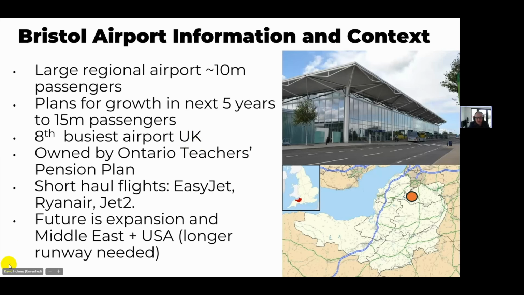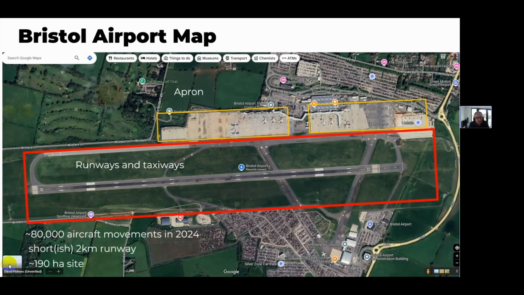However, there is a move to extend the range of the airport in terms of where it serves and operates, as far as I understand, particularly looking towards the Middle East and the USA. That may coincide with an increase in the length of the runway as well. So let's give you a little bit of an overview geographically of what the airport looks like.